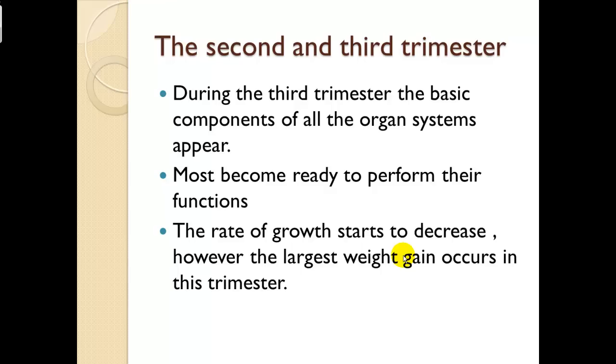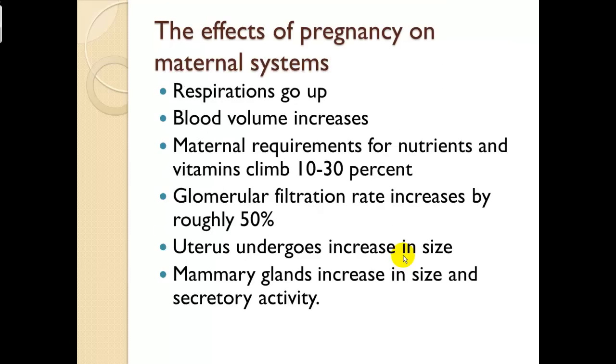The rate of growth starts to decrease, however. The largest weight gain occurs in this trimester. So first, second, I know what I want to do with my life, and then in the third trimester, we get developing growth and the finishing off of the organ systems. The effects of pregnancy on maternal systems. Generally speaking, and most of this will make sense if you think about the demands put upon the body, you have another organ that has grown inside the uterus, and from that, it's going to need resources.